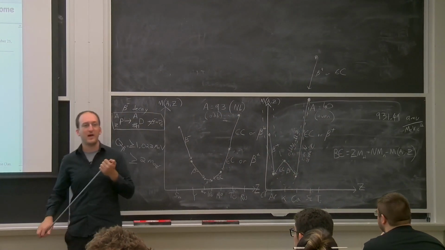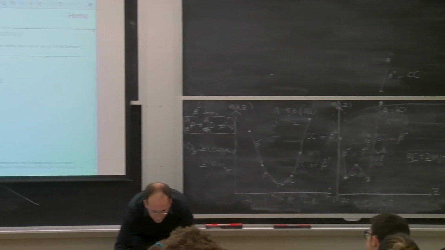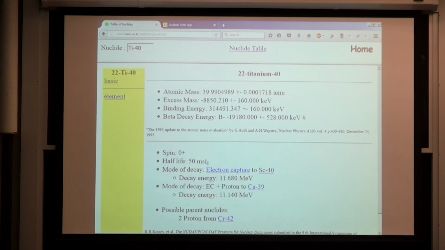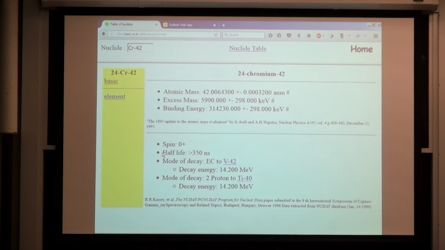Anyone want to guess? Do you think the half-life is going to go up or down? Let's see if the half-life goes down. We know the decay energy goes up. Indeed, half-life goes down from 182 milliseconds to 50 milliseconds. And let's say titanium-40 could have come from, wow, two-proton decay from chromium-42 with a half-life of 350 nanoseconds.